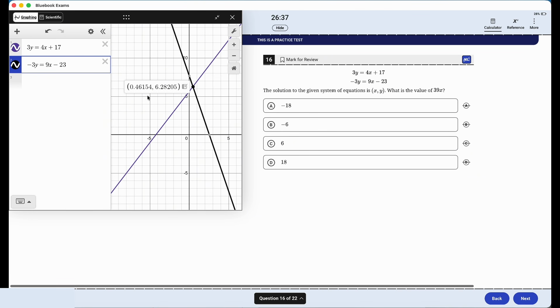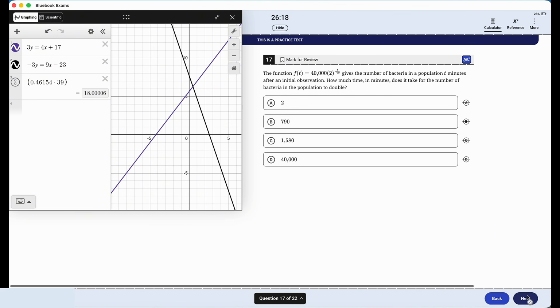You can't copy and paste in Desmos. Or, sorry, you can in Desmos, but not in the Bluebook. It's kind of blocked. So click this button. It'll just write the point for you. You see, I can get rid of the y, and then I can just do the x times 39, and I get about 18. The reason you're not getting exactly 18 is Desmos truncates this decimal, so that's it. But pretty obvious, you know, with the choices we have.